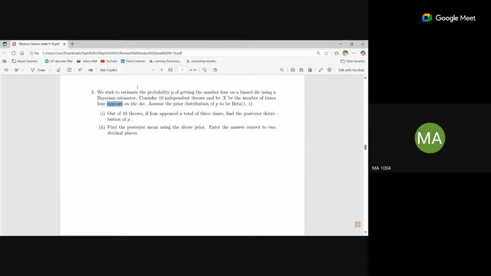Third question. We wish to estimate the probability P of getting the number 4 on a biased die using a Bayesian estimator. Consider 10 independent rolls and let X be the number of times 4 appears on the die. Assume the prior distribution of P to be beta. The first thing is, out of 10 rolls, if 4 appeared a total of 3 times, find the posterior distribution of P. Solve it and tell me the answer. The person who had a doubt in the beta thing, just try to solve this and let me know what your doubt is. Fine?